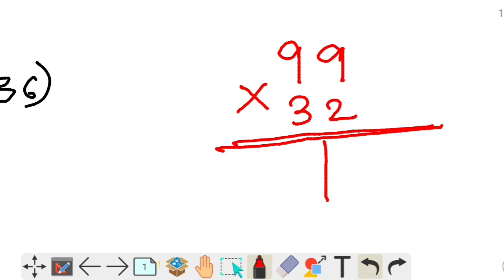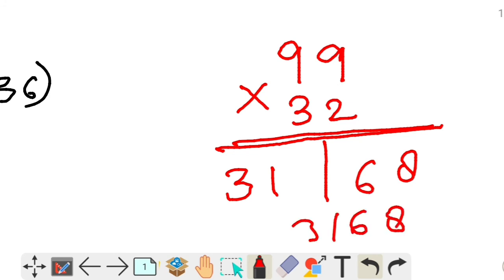So fine, what we have to do is just think from the mind instead of writing. You can write it directly without any calculation. You can write it directly. 32 minus 1 is 31. 9 here, 10 minus 2 is 8. Here 9 minus 3 is 6. So 3168 is your final answer.